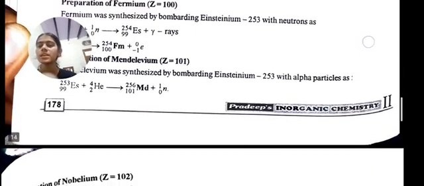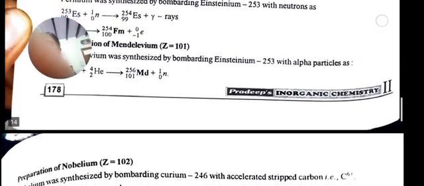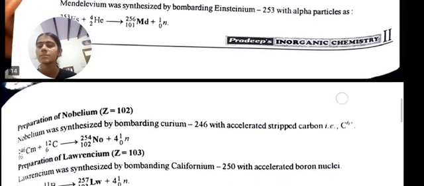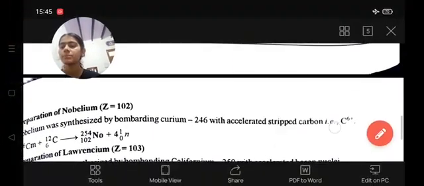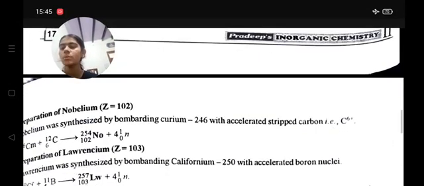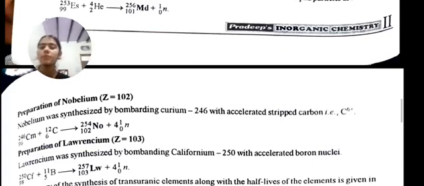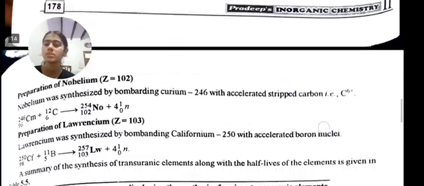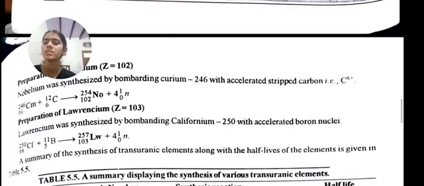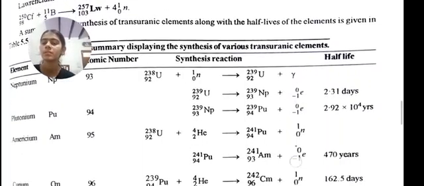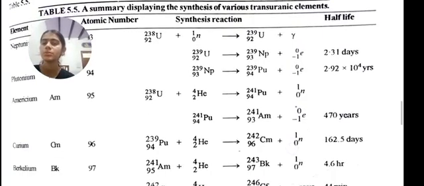Preparation of mendelevium. Mendelevium was synthesized by bombarding einsteinium-253 with alpha particles. Preparation of nobelium. Nobelium was synthesized by bombarding curium-246 with accelerated stripped carbon, that is carbon 6+. Preparation of lawrencium. Lawrencium was synthesized by bombarding californium-250 with accelerated boron nuclei. Here is the table which shows the preparation of all the actinides.